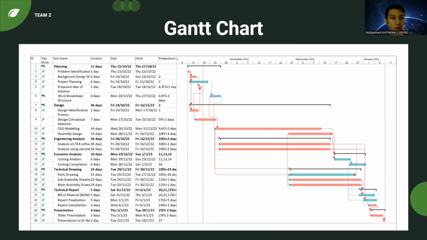So this is our Gantt chart, which consists of several divisions. The first one is the division of planning, which consists of the identification of problem, background design study, project planning, and so on. The second one is the design stages, which consists of modeling of design made by third year and final year, and the design conceptual selection and finalization. The third one is the engineering analysis made by third year and final year. The fourth one is economic analysis, mainly by fourth year, but assisted by third year. The fifth one is technical drawing made by third year and first year, also the technical report. And the last one is the presentation preparation and presentation day.